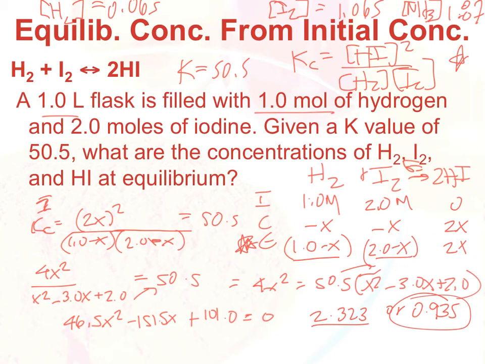Okay, and then of course I can always go back and check my answers. I can take the concentration values that I got at equilibrium, plug them into my equilibrium expression, and I should get the value that I would anticipate getting based on what I was given.